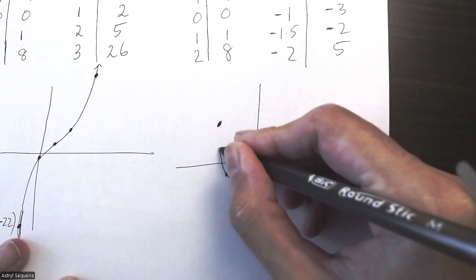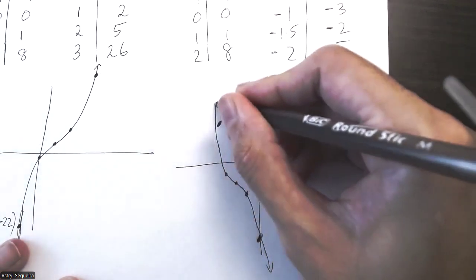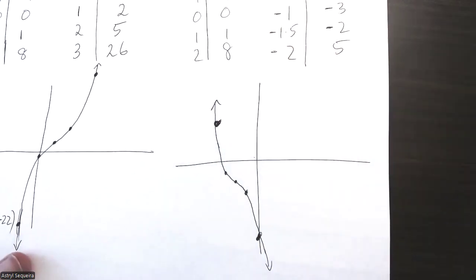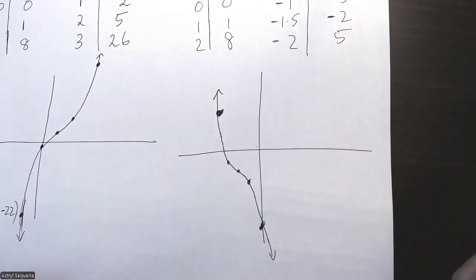Draw it about the inflection point always. Makes it a bit easier. And your cubic function should look like that. You can label the points as well.